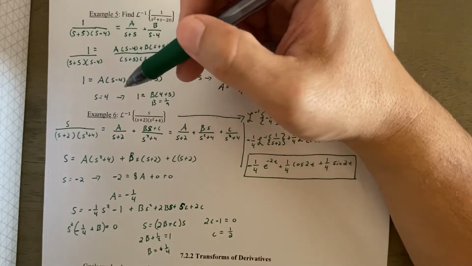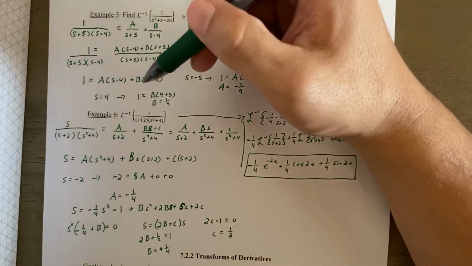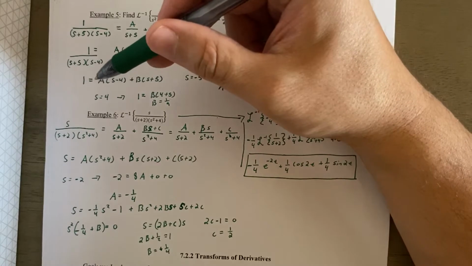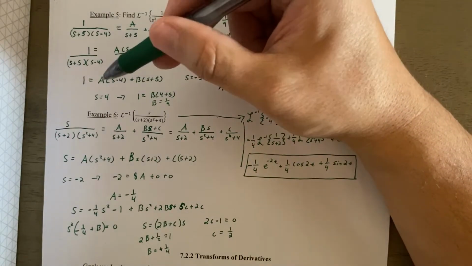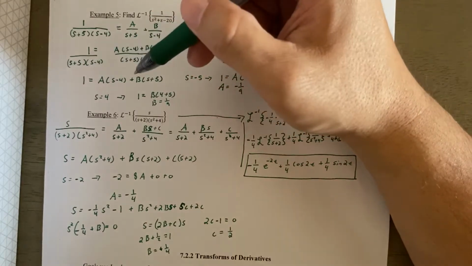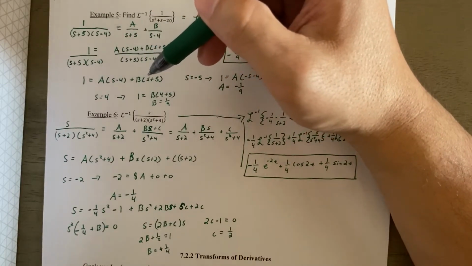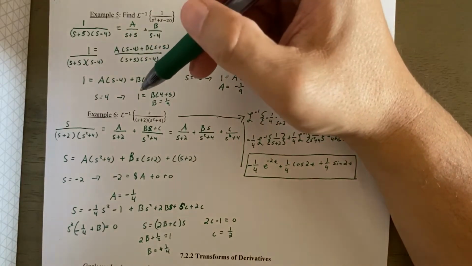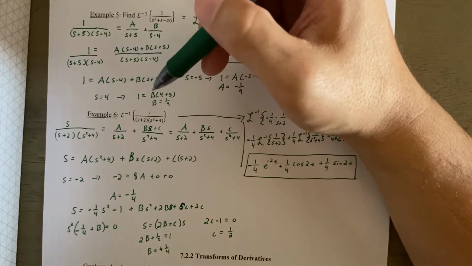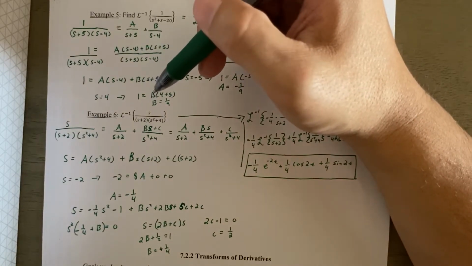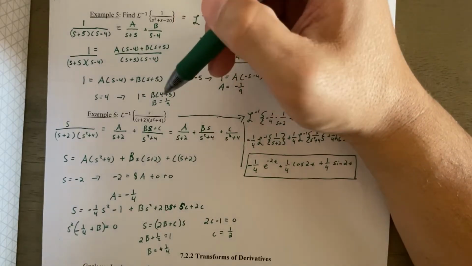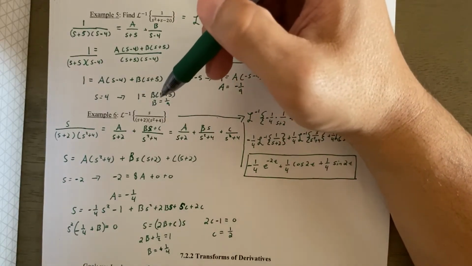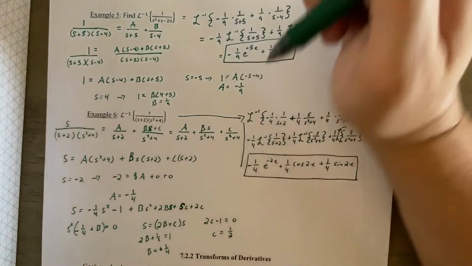So if s is equal to 4, I plug 4 in. If I plug 4 in, the A is going to go away because 4 minus 4 is 0. So that goes away, and I have 1 is equal to B times 4 plus 5, which is 9. To solve for B, you divide both sides by 9, you get B is equal to 1 over 9.